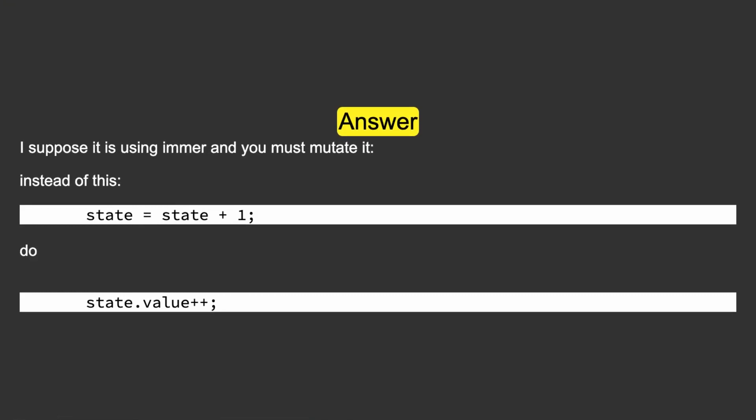I suppose it is using Immer, and you must mutate it. Instead of this, state equals state plus 1, do state.value++.